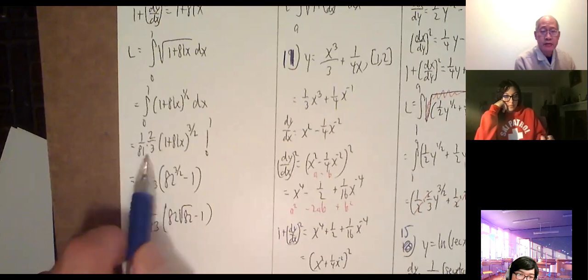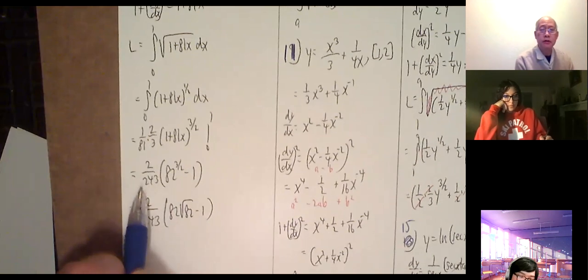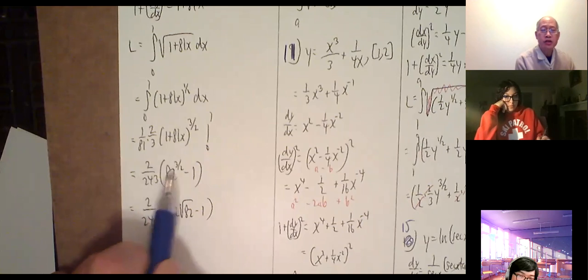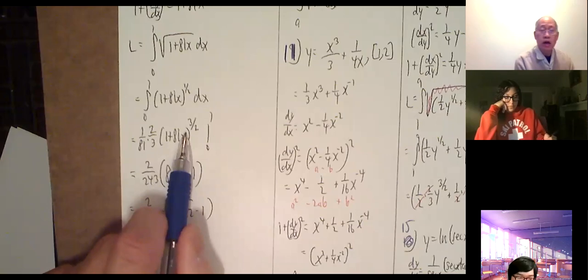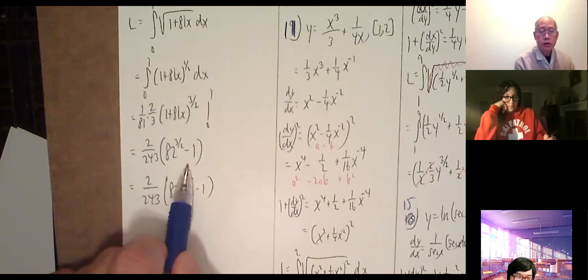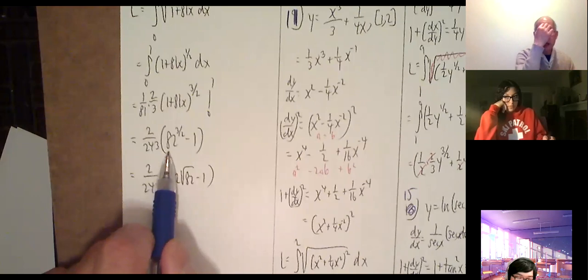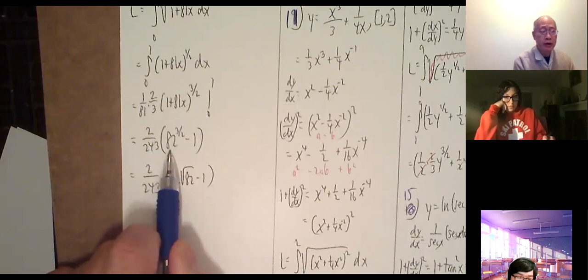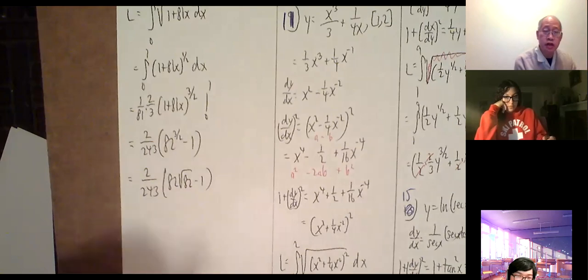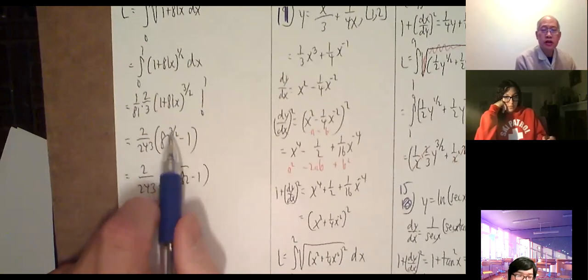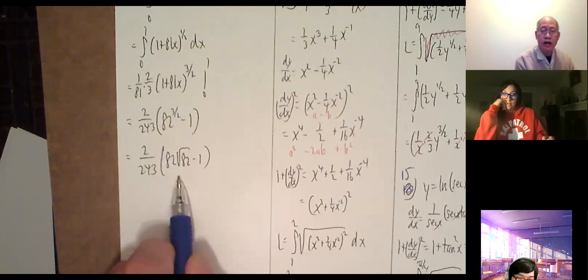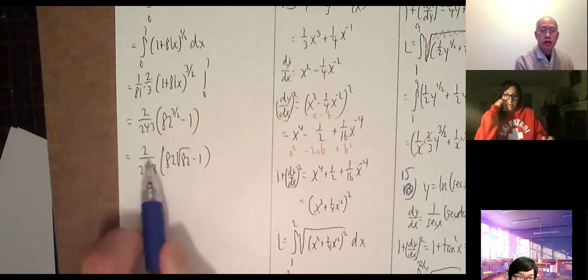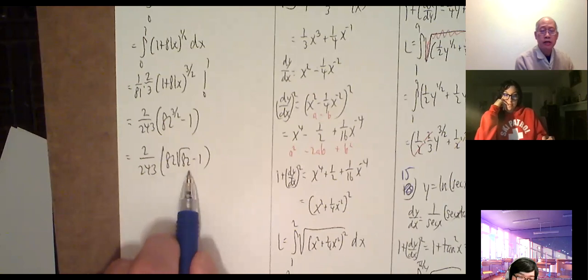Okay, so that times that comes out to be 2 over 243. Plug in 1, you have 82 to the 3 halves. Plug in 0, you have 1 to the 3 halves. Well, 1 raised to anything is 1. Now there's a certain way you're supposed to write this, and this theme will happen a lot in this section because you're going to have a lot of this 3 halves stuff. When you have 82 to the 3 halves, we're going to write it like this as our standard: 82 radical 82. So here's my final answer: 2 over 243, 82 radical 82 minus 1.